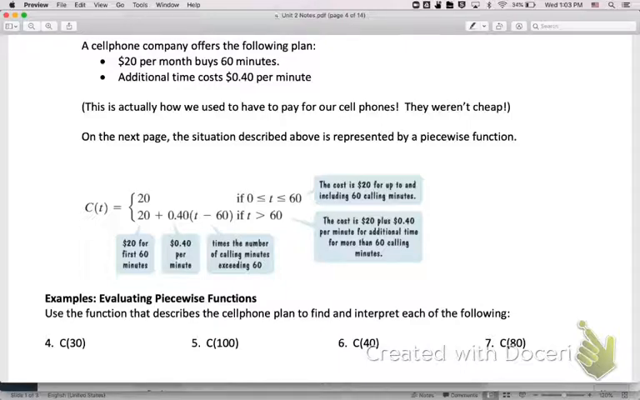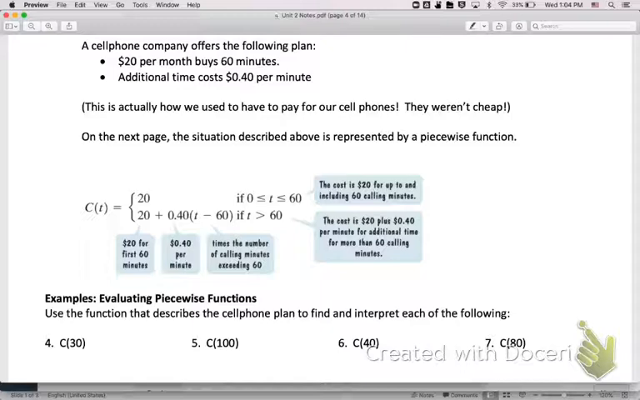So here's the idea. No matter what, we pay $20 for the first 60 minutes. So the first piece is a constant value of $20 as long as I talk somewhere between 0 and 60 minutes. The second piece of the function pays for the $20 that I paid for my first 60 minutes, and then 40 cents per minute times the number of minutes after that first 60 that I've already paid for.